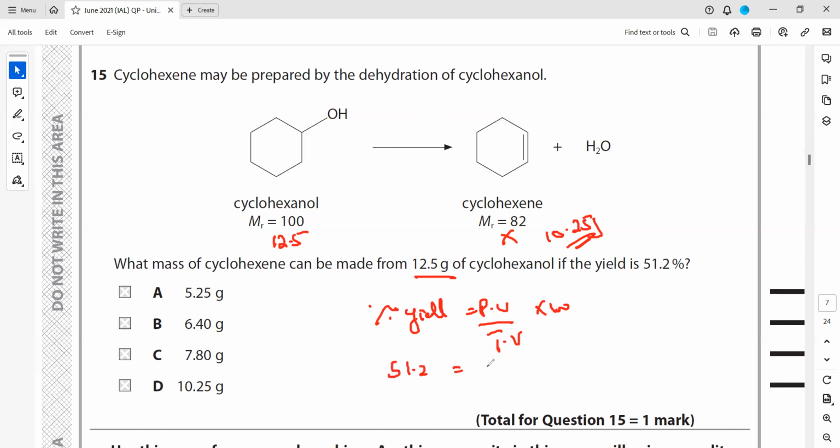The practical value of the product we don't know. That is what we are finding. Theory suggests we should get 10.25, times 100. So this will be multiplied: 51.2 multiplied by 10.25 and divided by 100. This will give us the practical value, how much of a product we should practically get. It is obvious it will be less than 10.25. So it is about 5.25 when 51.2% of this is taken. So we get this amount. Is this question clear?